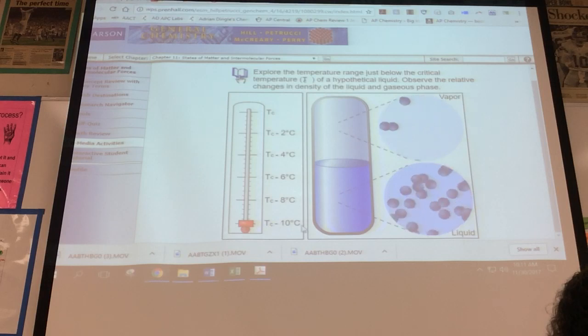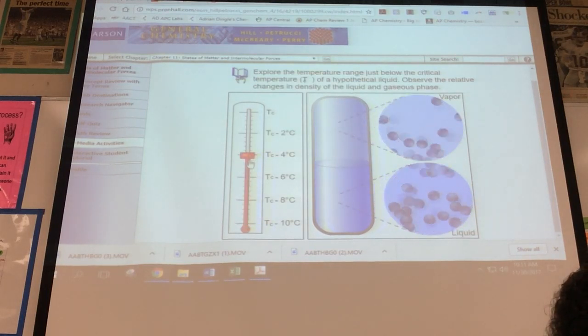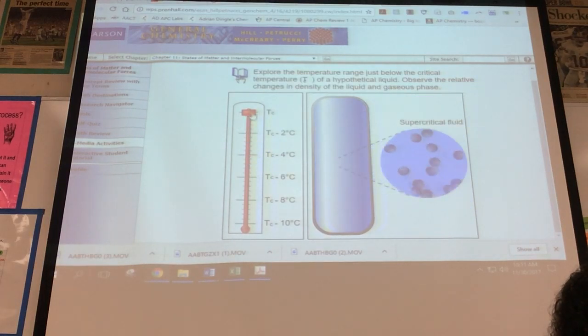This is 10 degrees below the critical temperature, and you can see liquid versus gas, two distinct phases. As you get closer to the critical point, those phases are going to look much more similar until you only have a supercritical fluid.